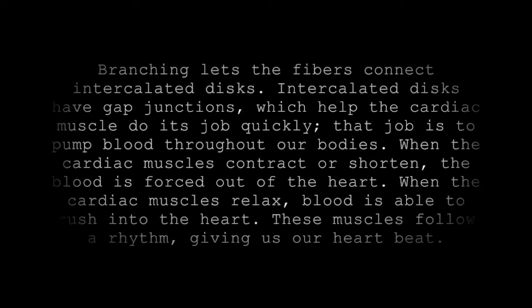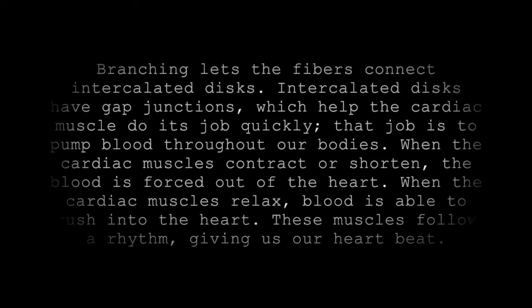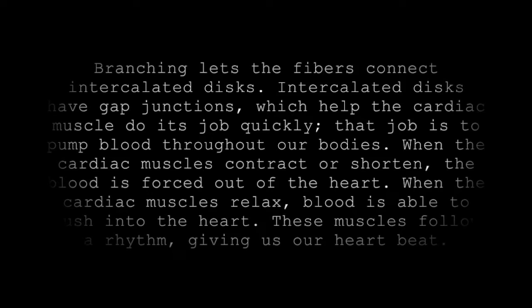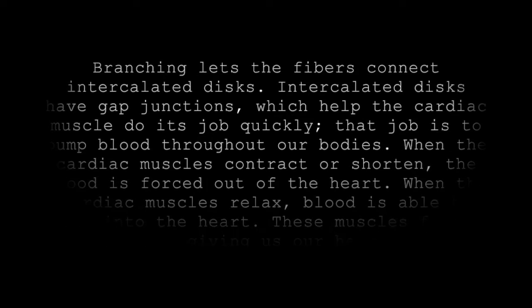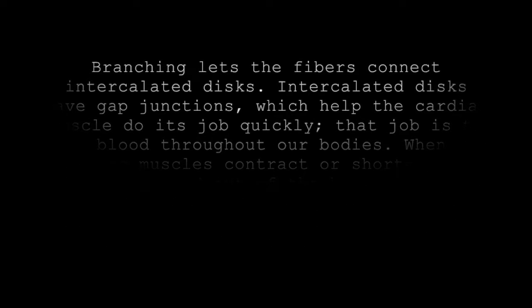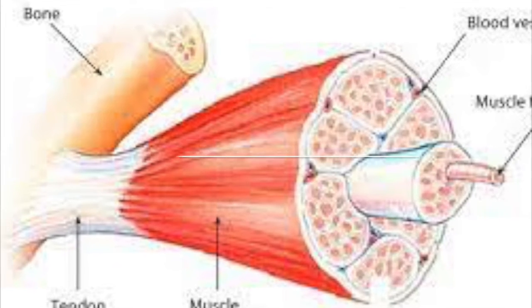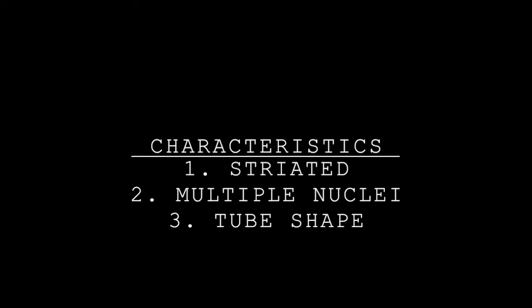When the cardiac muscles contract or shorten, the blood is forced out of the heart. When the cardiac muscles relax, blood is able to rush into the heart. These muscles follow a rhythm, giving us our heartbeat. The last type of muscle fiber is the skeletal muscle fiber. Skeletal muscle fibers are striated, have multiple nuclei, and have a tube shape.